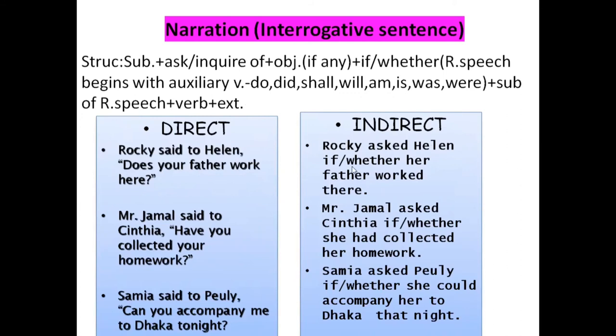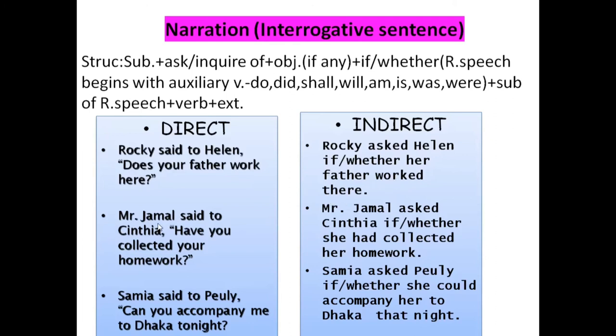Rocky asked Helen. Here we used if or whether, as this reported speech begins with does. That's why we used if or whether. We can use only if, or we can use only whether, anyone. Rocky asked Helen if or whether her father worked there.